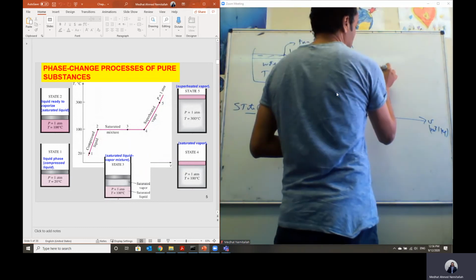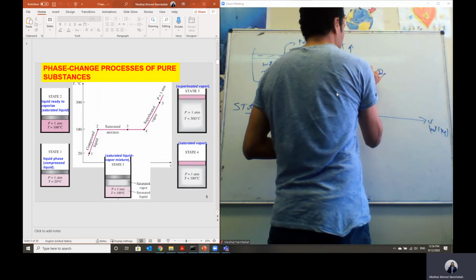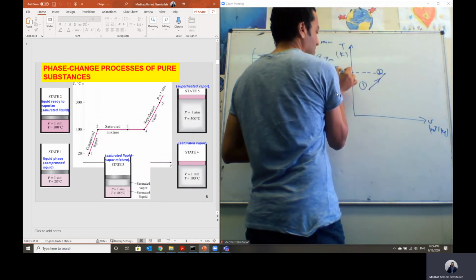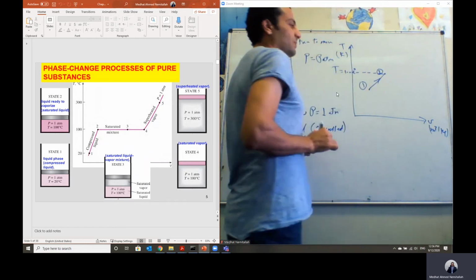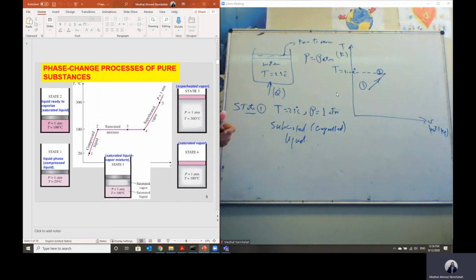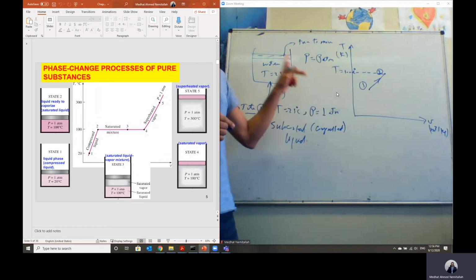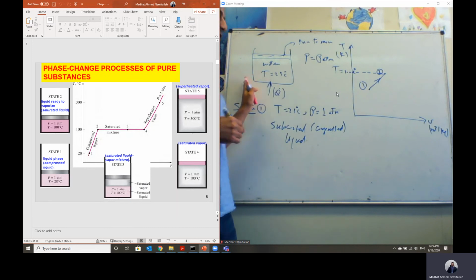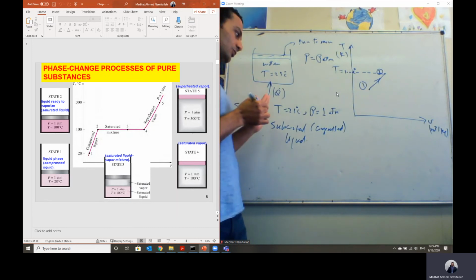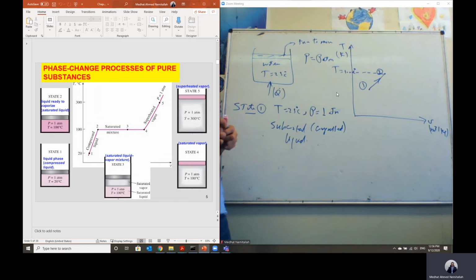Continue adding the heat until we reach state number 2, at which the temperature is equal to 100 degrees C. So under atmospheric pressure and a temperature equal to 100 degrees C, that means the water will start boiling. But it did not actually start boiling. It will start boiling if we add any more amount of heat.